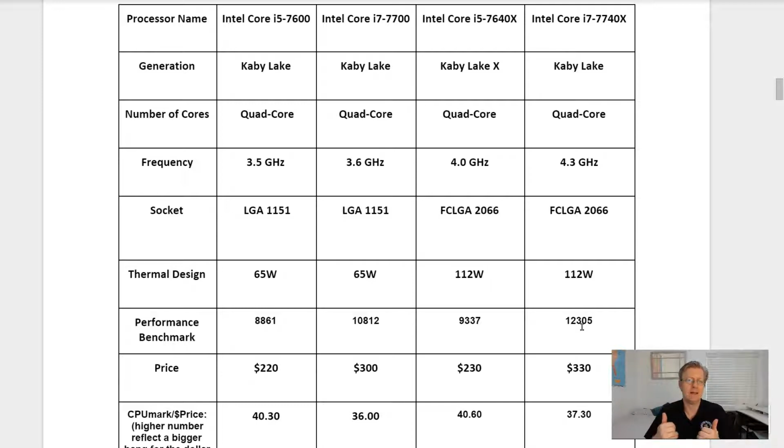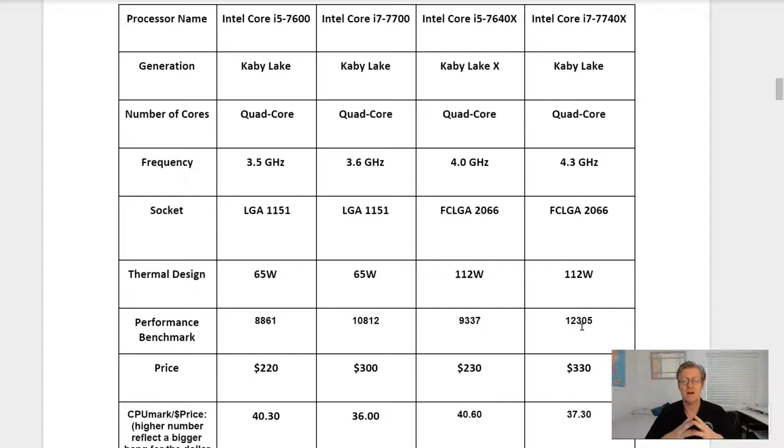Next is the Intel Core i7-7700. Again, this is Kaby Lake, so it's using the same core and it's from the same generation as the previous processor. It is also a quad core processor with 4 cores. It's running a little bit faster though at 3.6 gigahertz. It sits into the 1151 socket.